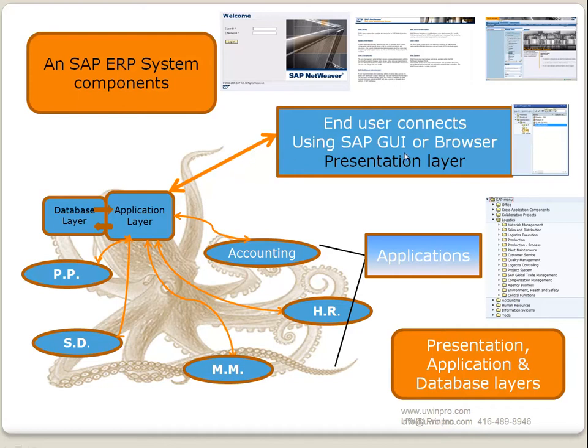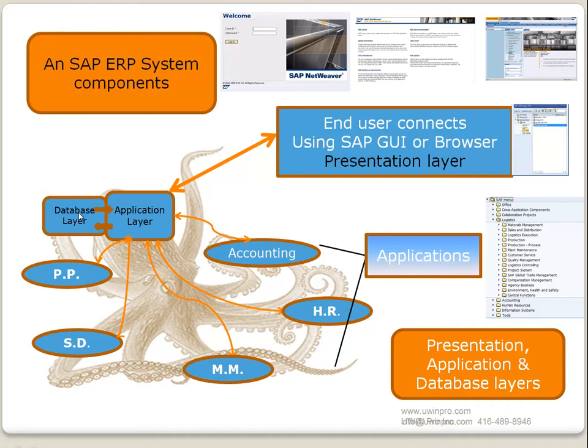In the presentation layer, a user can log in. He can use SAP GUI or he can use a browser. When he logs in, he can transfer information. The information can go from the user to the application layer where the applications are running, or the user can get information from the application layer. At the same time, the user can save information here or get information from here.